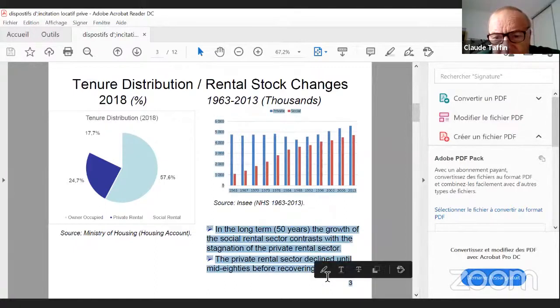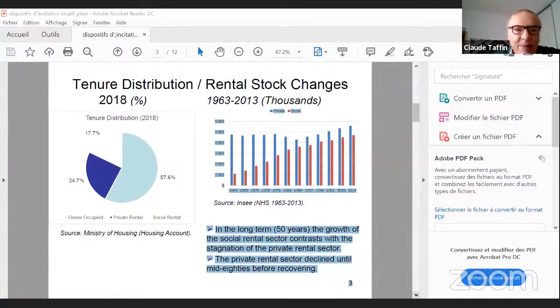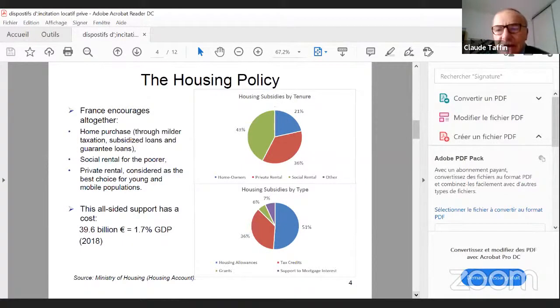So how did we try to move? Sorry, to move this down. Yes. As you can see, the housing policy has three legs: homeownership, social rental, and private rental. This rather general and generous support has a cost, which is 1.7% of GDP per year. This is rather high.